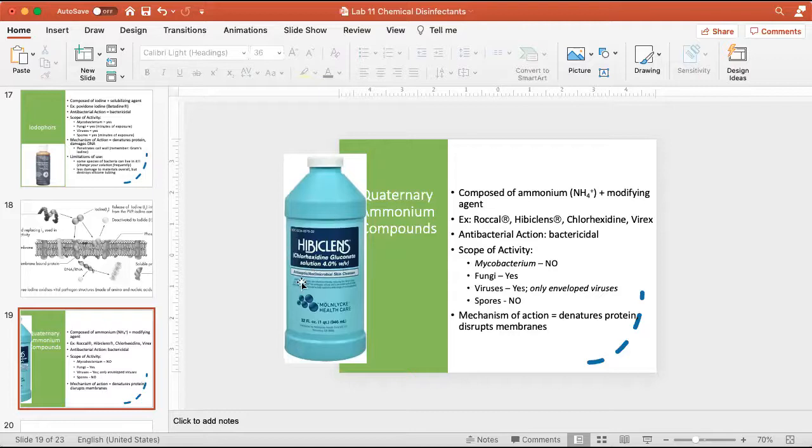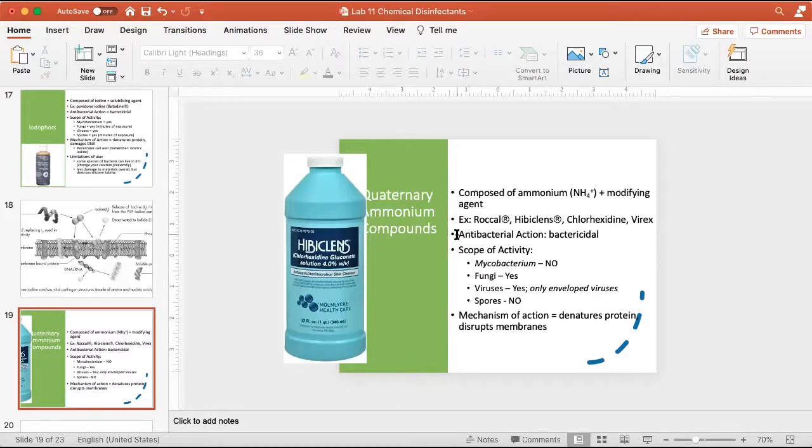Hibiclens is the brand name. The generic word for Hibiclens is chlorhexidine. So you can also find products that just use the generic term chlorhexidine. Chlorhexidine is not the only quaternary ammonium compound. There are others.